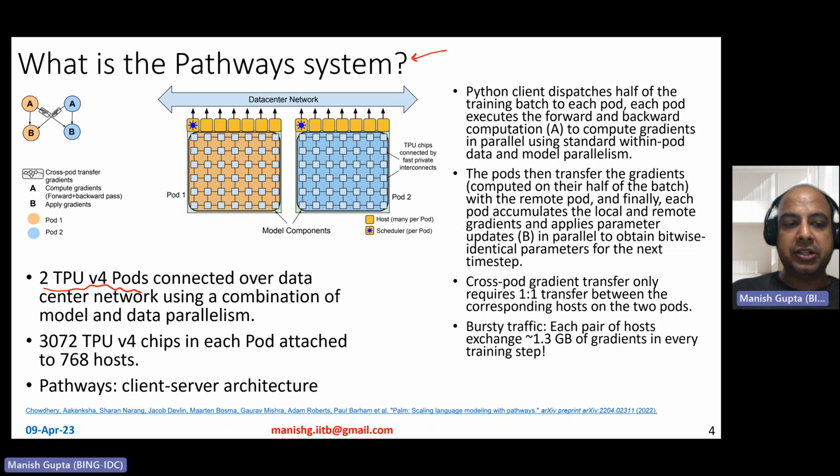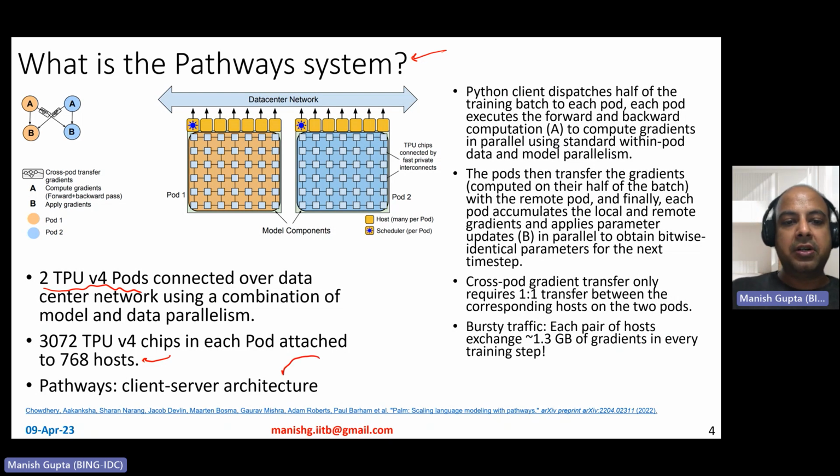Google Data Center Network connections using a combination of model and data parallelism. They do both. Each pod basically has 3072 TPU chips, and they are attached to 768 hosts. So lots of hosts, lots of chips, pretty large scale. Pathways follows a client-server architecture.